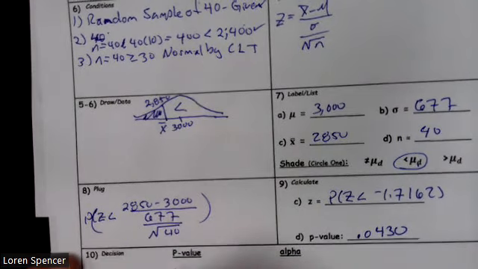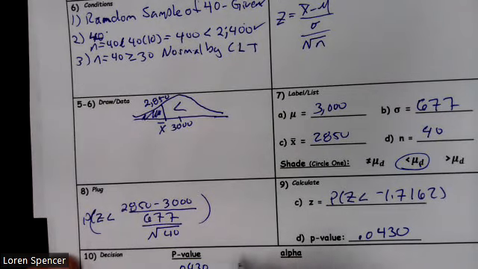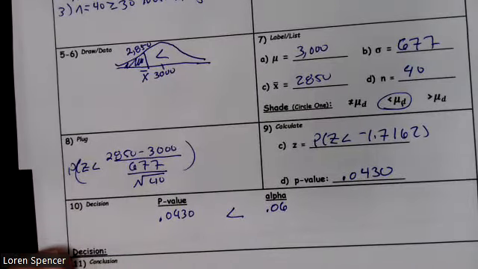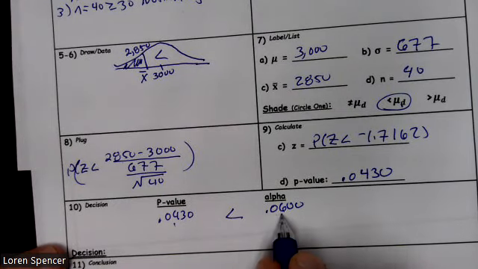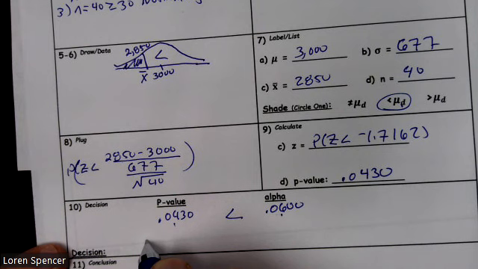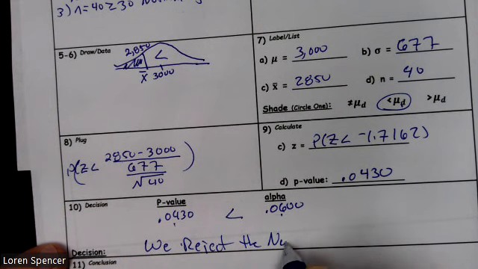Our p-value is 0.0430. Our alpha, they said they wanted to use 0.06. So this is less than. Make sure you make them the same length. 430 is less than 600. So our decision is to reject the null.